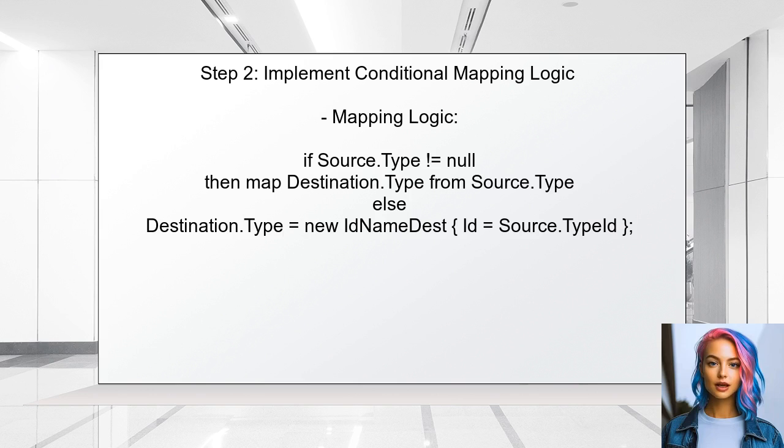Next, the user should ensure that the mapping logic checks if the type property in the source class is null. If it is not null, it will map directly from type. If it is null, it will create a new ID_named_dest object using the type ID property.